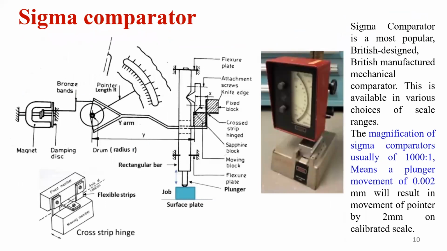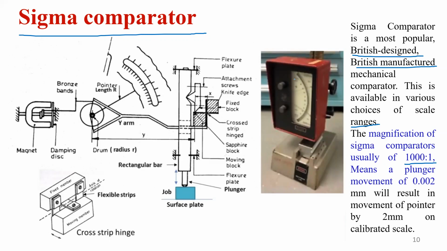The other comparator is called the sigma comparator. This sigma comparator is the most popular British manufactured mechanical comparator. It is available in various choices of scale ranges. The magnification of sigma comparators is usually in the range of 1000:1. That means it magnifies the movement of the plunger 1000 times.